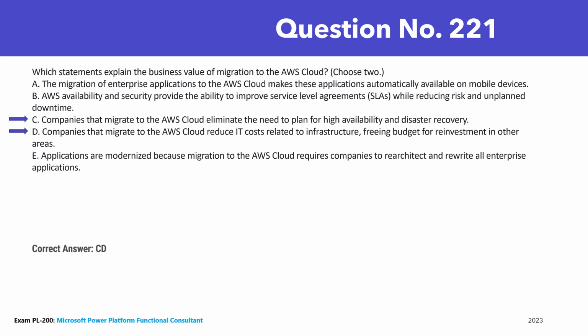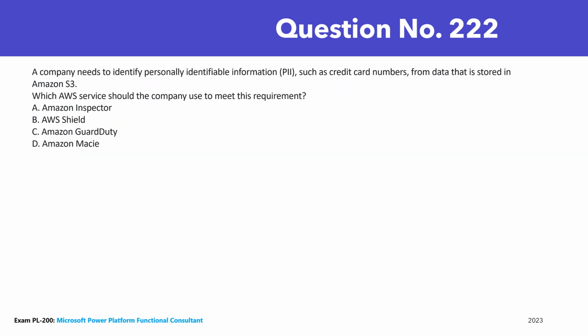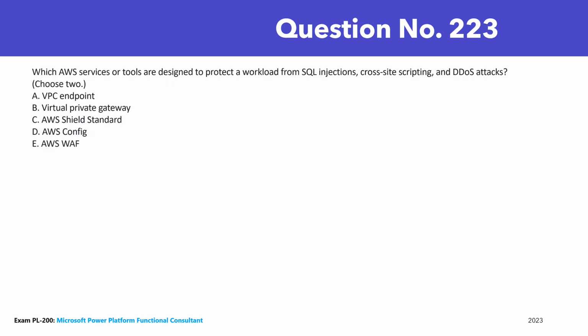A company needs to identify personally identifiable information, PII, such as credit card numbers, from data that is stored in Amazon S3. Which AWS service should the company use to meet this requirement? A. Amazon Inspector. B. AWS Shield. C. Amazon GuardDuty. D. Amazon Macie. Correct answer, D.